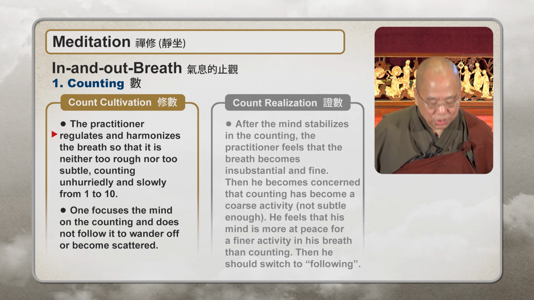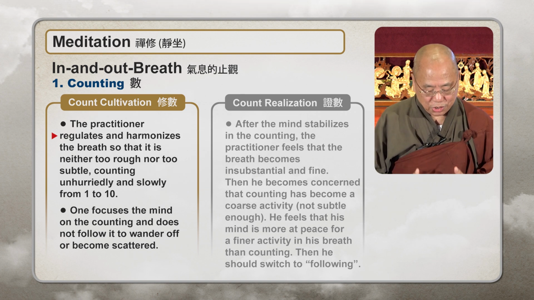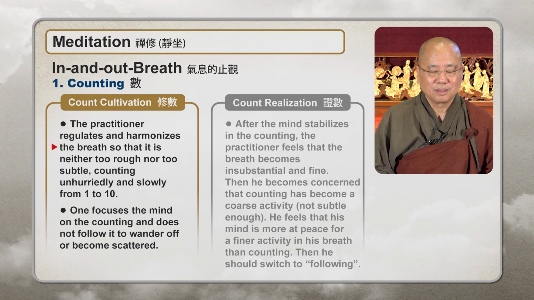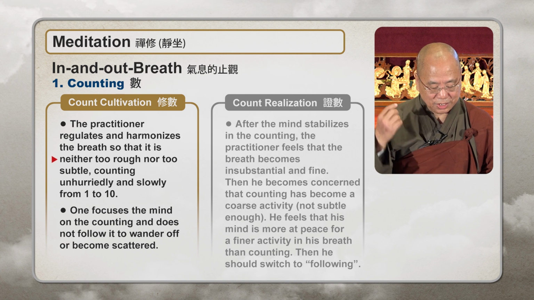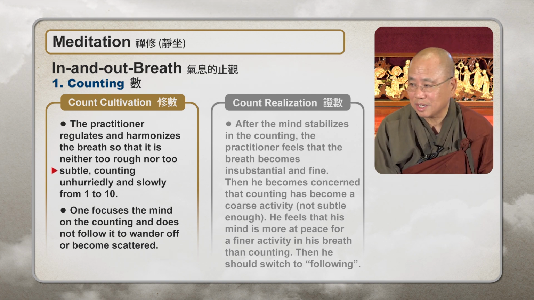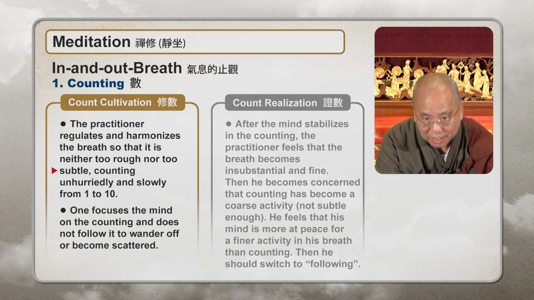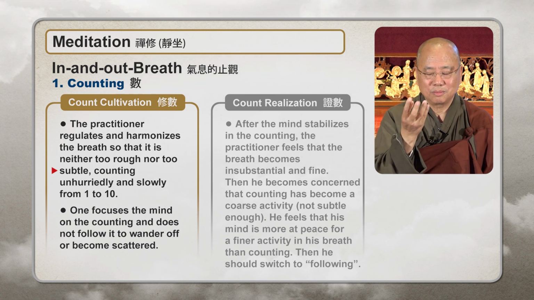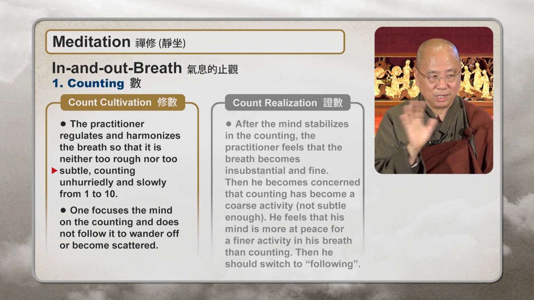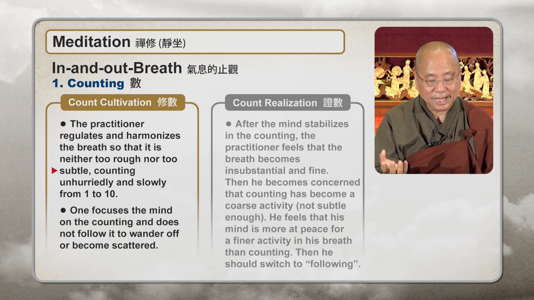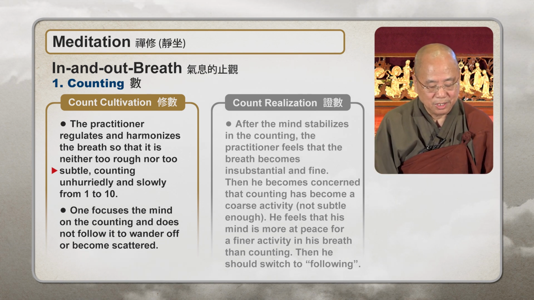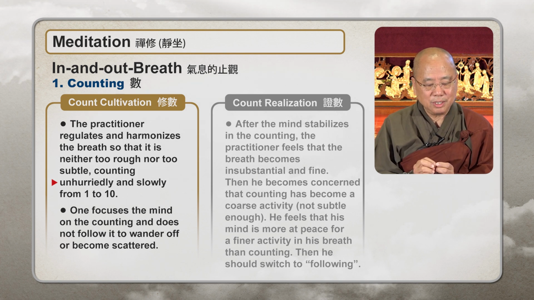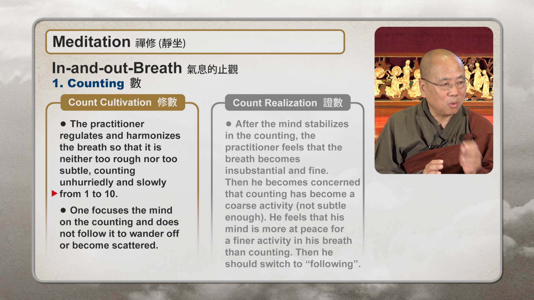So what is counting? Counting, the practitioner regulates. When we're doing meditation, the practitioner regulates and harmonizes the breath. We follow the breath in and out so that it is neither too rough nor too subtle. So you count it by saying, okay, when the breath comes in, I count 1. I go out, I don't count. Comes in 2. Go out, I don't count it. 3, 4, 5, until 10. Then you go back to 1 again. So you are counting unhurriedly, without rushing through it. Unhurriedly, subtly and slowly counting from 1 to 10. That's counting.